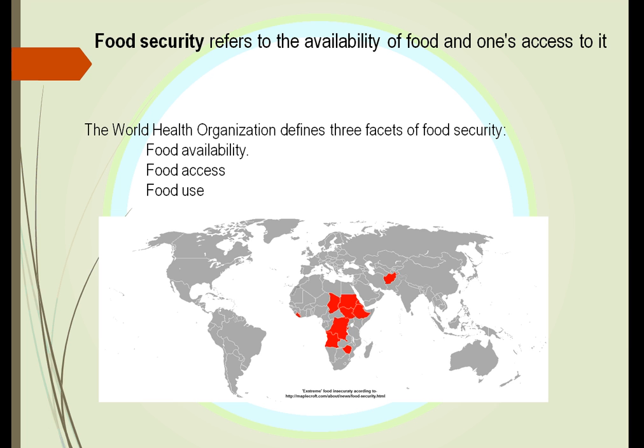Here's a map of the world showing extreme food insecurity. You can see there's a lot in Africa. Many countries do not have access to any types of food, or starvation is rampant among them.